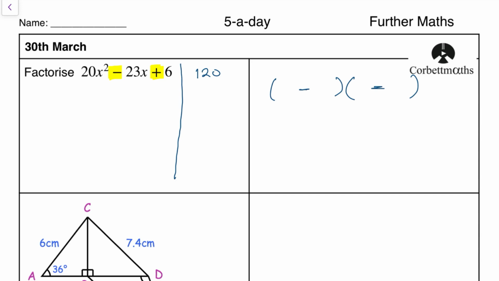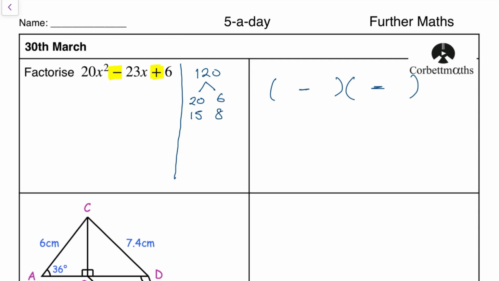Now, what am I doing? I need the factors of 120 that add to give minus 23. So let's just try some numbers and then we can go up and down. The obvious one is 20 and 6. Well, 20 plus 6 is 26. That's too much. Let's go down. So I've got 15 and 8. Yeah, that's right. 15 and 8, and 15 plus 8.